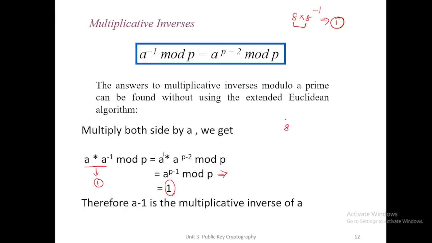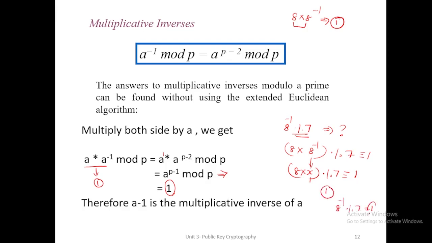For example, 8^-1 mod 7. What is the answer for this one? I want to calculate it. First we should apply 8 × 8 inverse mod 7. I don't know the value of 8 inverse, so apply x. So 8 × x mod 7 should be equivalent to 1. First substitute x is 1. 8 × 1 is 8, and 8 mod 7 is 1. So the answer is 1. So 8 inverse mod 7 is 1, which means that 1 is the multiplicative inverse of 8 in mod 7.